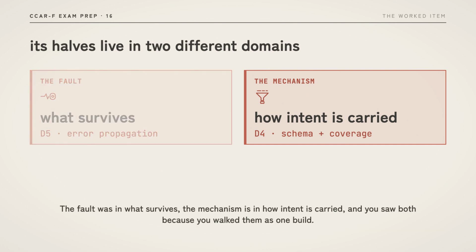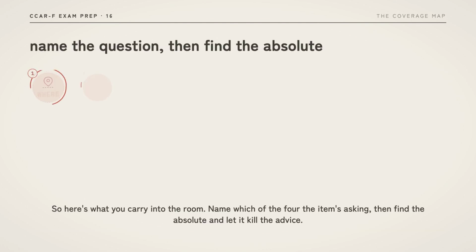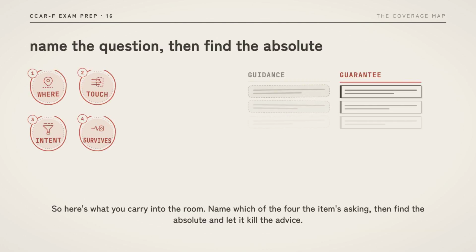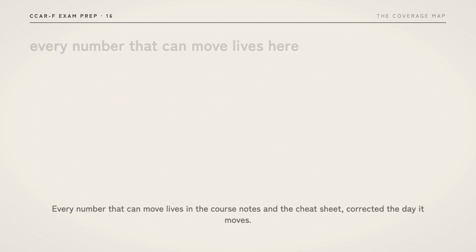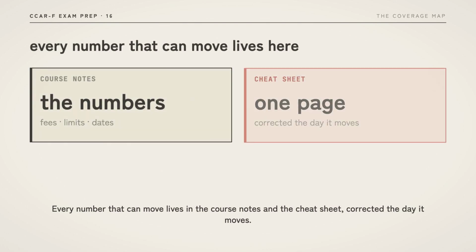The mechanism is in how intent is carried, and you saw both because you walked them as one build. So here is what you carry into the room. Name which of the 4 the item's asking, then find the absolute and let it kill the advice. The coverage map is 30 task statements with an episode against every line and no blanks in it. Every number that can move lives in the course notes, and the cheat sheet corrected the day it moves.